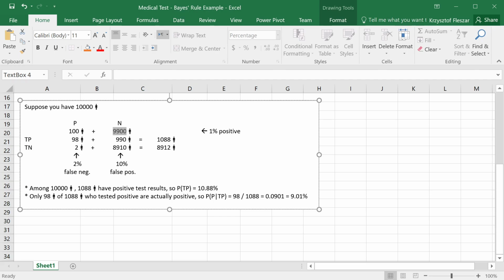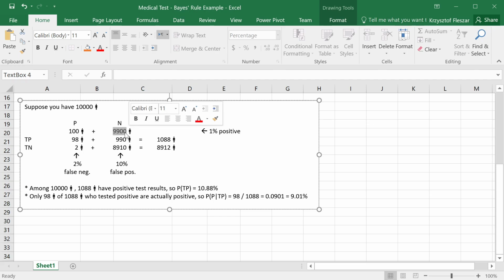Now, among those 100 who have the disease, we know from sensitivity that 98% of them should test positive. But unfortunately, there are 2%, false negatives here. Even though they have the disease, we expect 2% of them, which is 2 people in this case, to have a negative result. And now the same logic we can apply to those who don't have the disease.